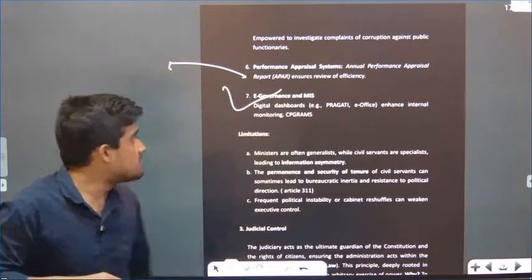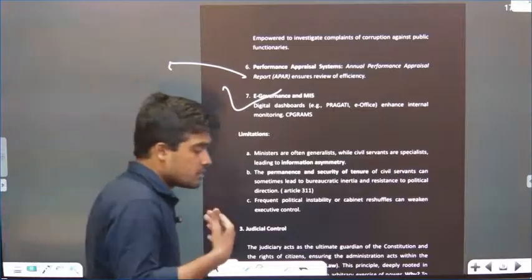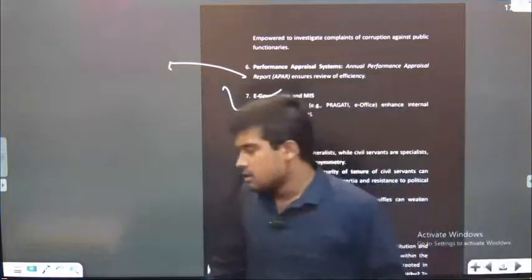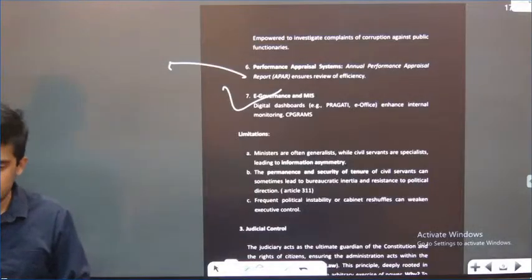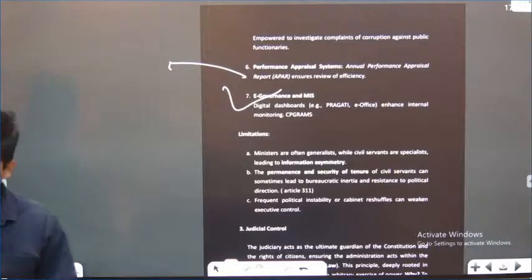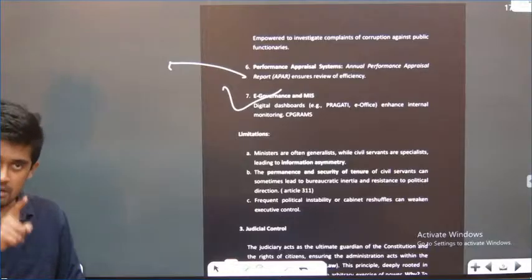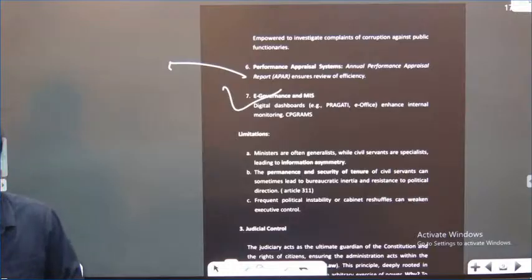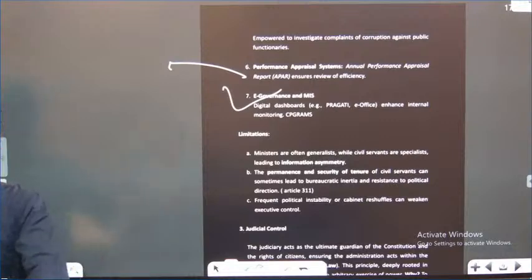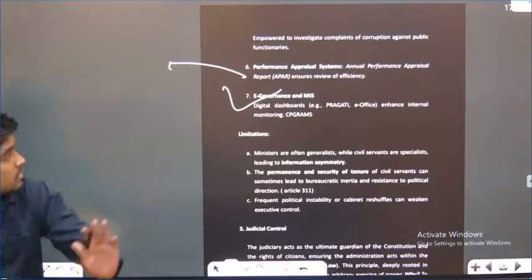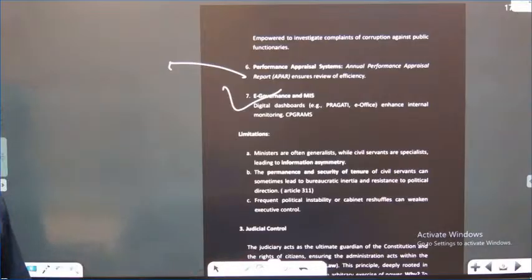Then there is e-governance and MIS. For example, a digital dashboard is there, and the political executive or senior bureaucracy is seeing on that dashboard how the work is being done, and every day they are monitoring how the work is being done. We understood how monitoring happens. So if they are monitoring, don't you think this is also a form of control? That is, seeing whether work is going fine or not. So e-governance is also a method through which the executive takes care of it.